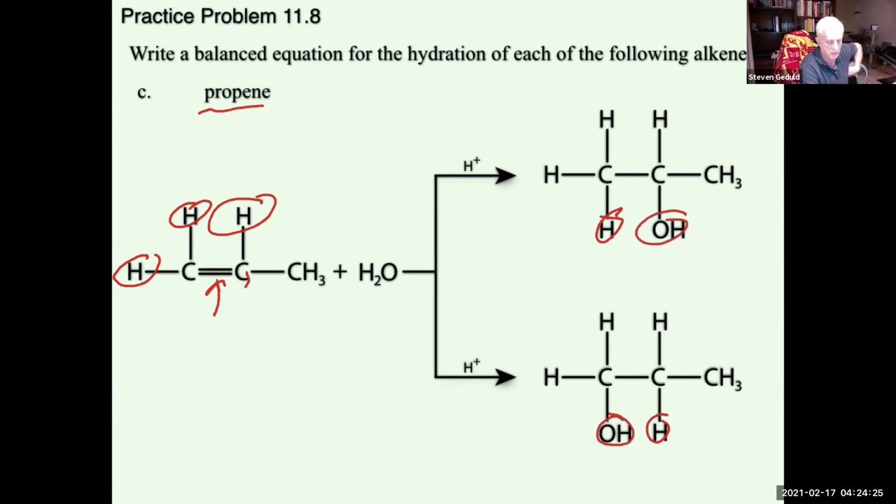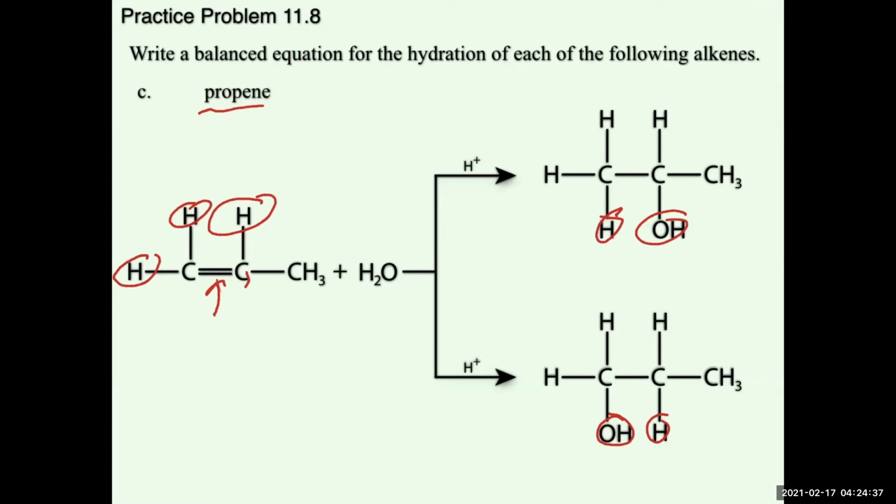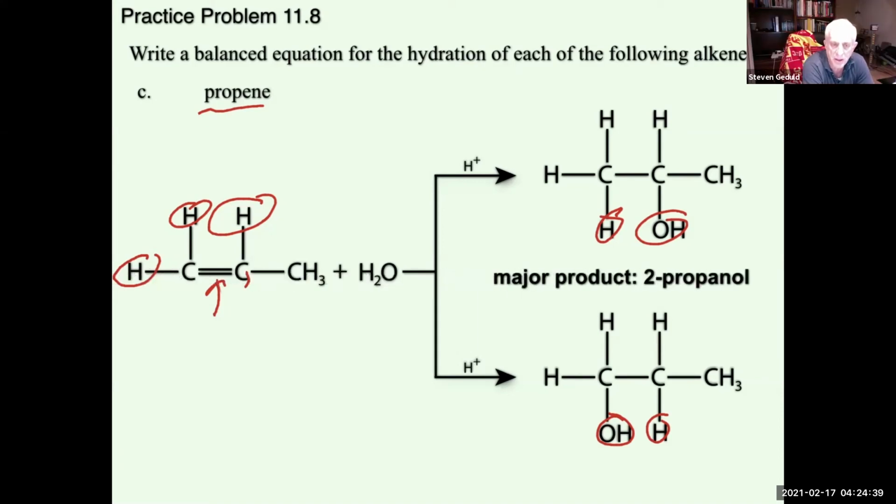Okay. So the top one. Top one is going to be your major, your minor, or 50%. Who wants to guess? Major. That's going to be the major. You got it. It has to be the major, right? Because the hydrogen is going to add to the carbon where there's more hydrogens attached. Hydrogen likes hydrogen. So that's your major product. And it's 2-propanol. Propane means 3. AN means single bond. OL means alcohol. Alcohol is an OH group. And the OH group is in the 2 position.